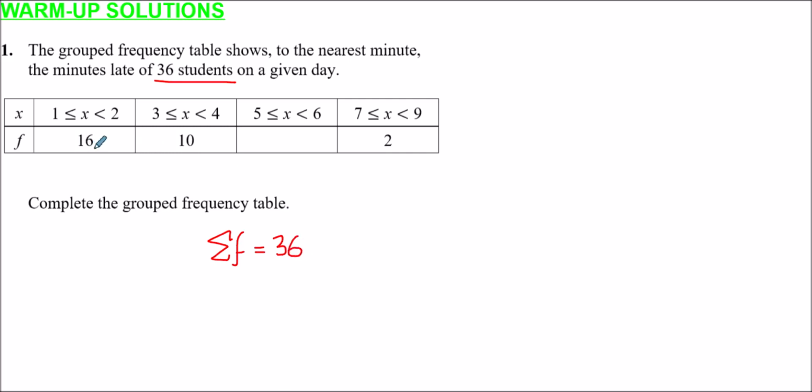So far we've got 16, 10 and 2. So far we've got a total of 16 plus 10 plus 2, which gives us 28. Now the total needs to be 36, so this figure here therefore must be 36 minus 28, which is therefore 8. So just fill this in there. That's all there is to question 1.